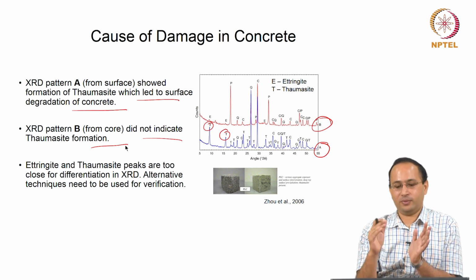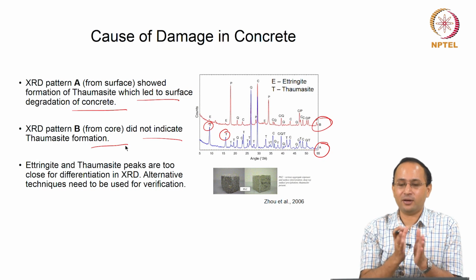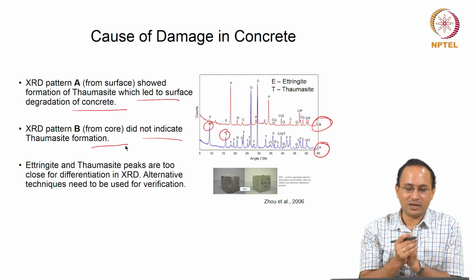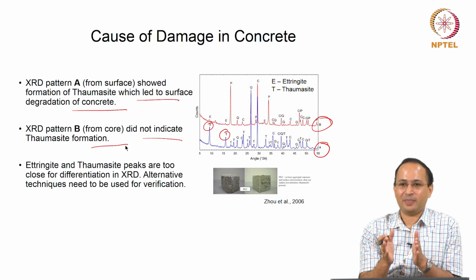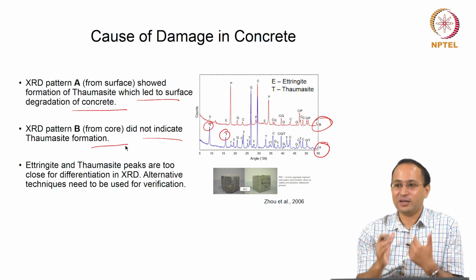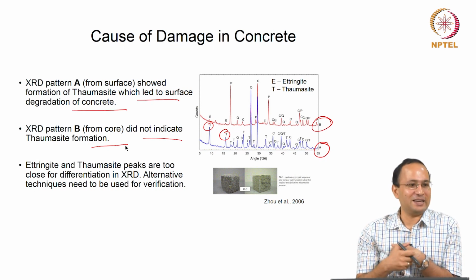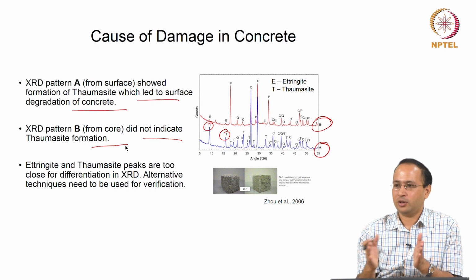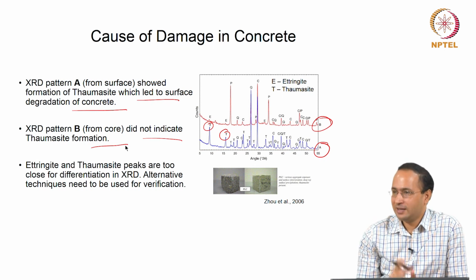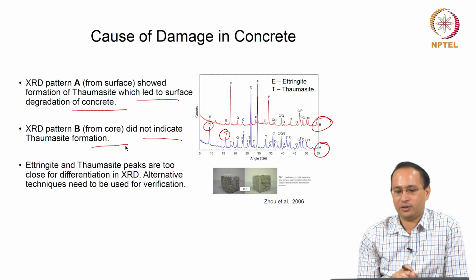These are a few things you can identify using X-ray diffraction, but the challenge is that ettringite and thaumasite peaks are very close, too close for differentiation. So, if you want to make sure that you have formation of thaumasite, you may need alternative techniques. It is always good to use an alternative technique to verify. In some cases you will be sure, but when you are not sure, you can use alternative techniques to verify your finding.